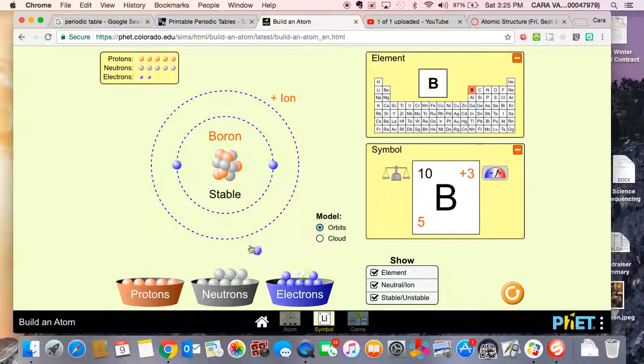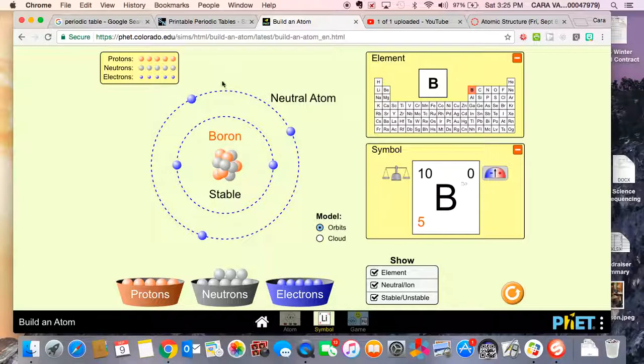But what happens if I add another electron? Now I have 3 negative electrons. There's 3 positives, they cancel out. And so what we're left with here are 2 positive charges. So we're just going to keep on adding here. And now we see that it's 0.